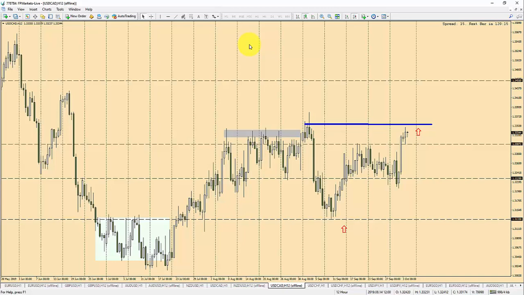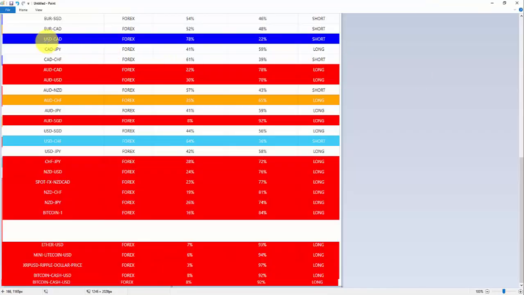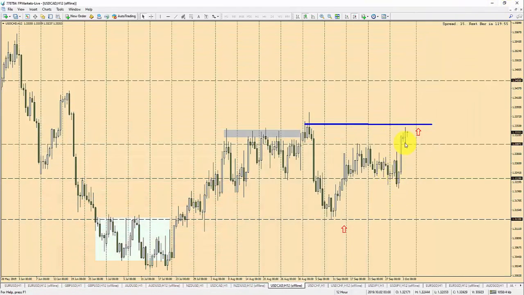So I really like the idea of buying the CAD here, and I would look forward to another sort of explosion and a pullback to this level, and that's probably where I'll get in and look to buy. And again, the reason why it's so easy for me to pick a side is because I see 78% of my traders here are selling the CAD short, so obviously they've noticed that this is a really bullish look.